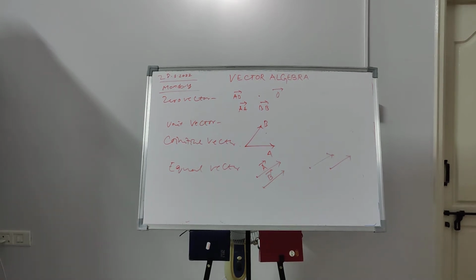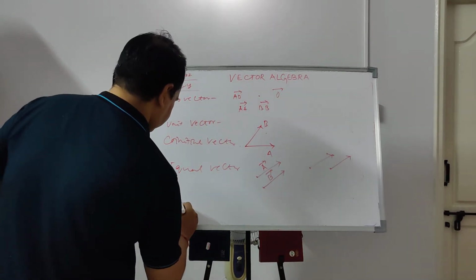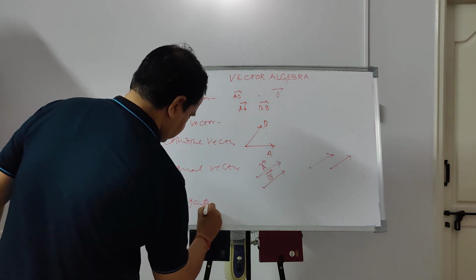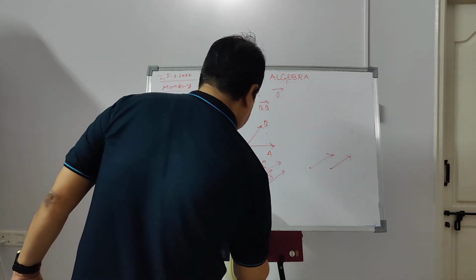And then negative vector also. A vector whose magnitude is the same as that of a given vector, but direction is opposite, is called a negative vector. So negative vector.